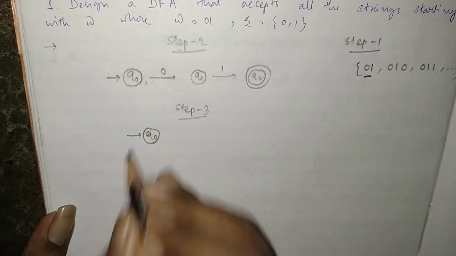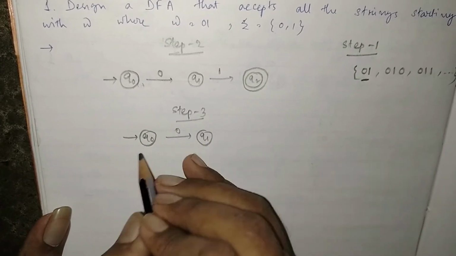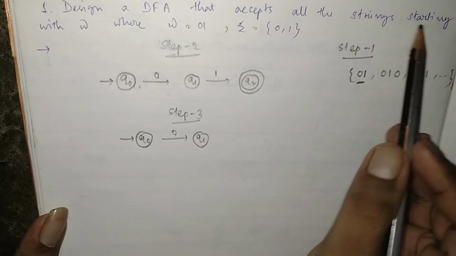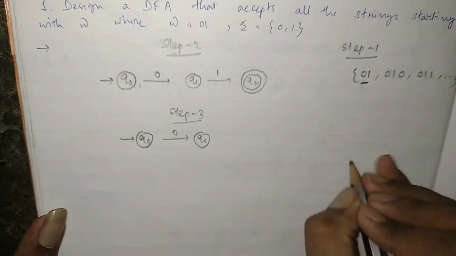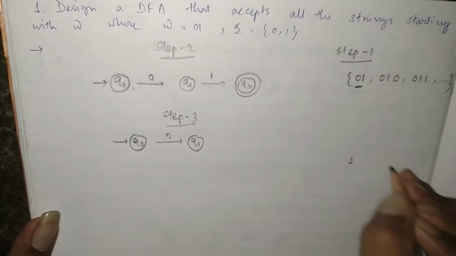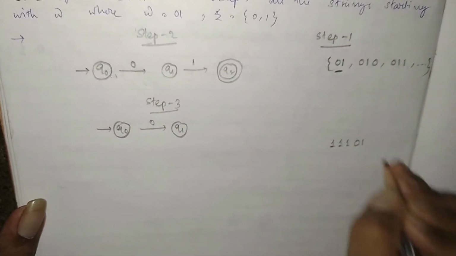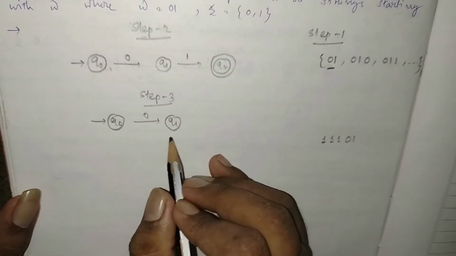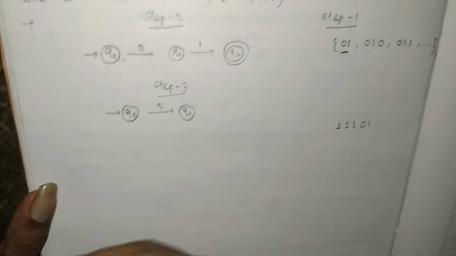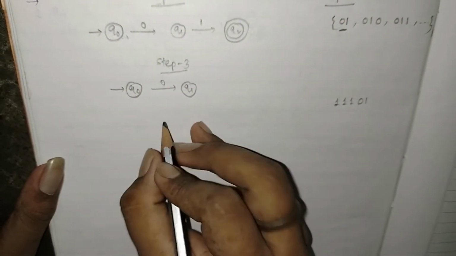So Q0, this is my initial state, we have a transition from Q0 to Q1. Now the constraint says that all the strings starting with W, where W equal to 0, 1. So let's say I have got a string like 1, then let's say multiple ones, then 0, then 1. So this string actually starts with 1, so this machine will not accept it. So how to implement this? So in DFA we have a concept of dead state. So how to implement dead state?